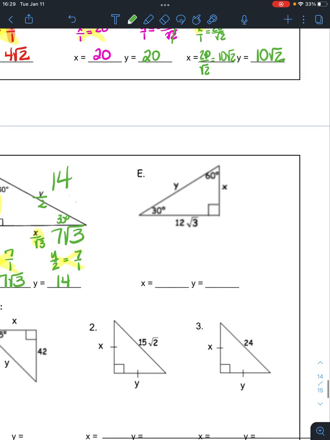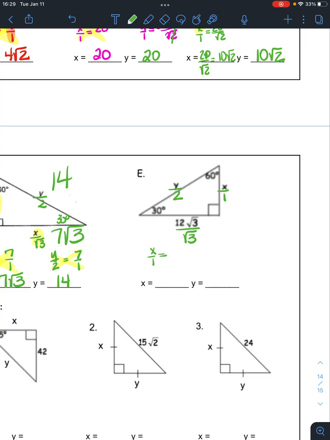that you can follow. With 30, 60, 90, we're going to put our 1 across from our 30. We're going to put our root 3 across from our 60. And we're going to put our 2 across from our 90 degrees on our hypotenuse. And then there are our proportions that we're going to set up.